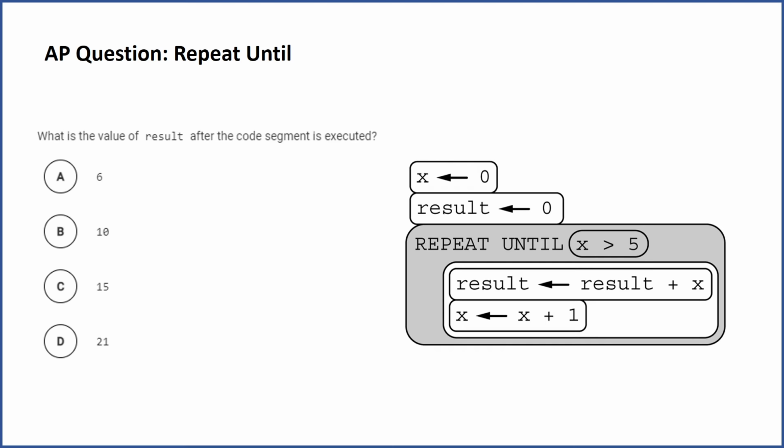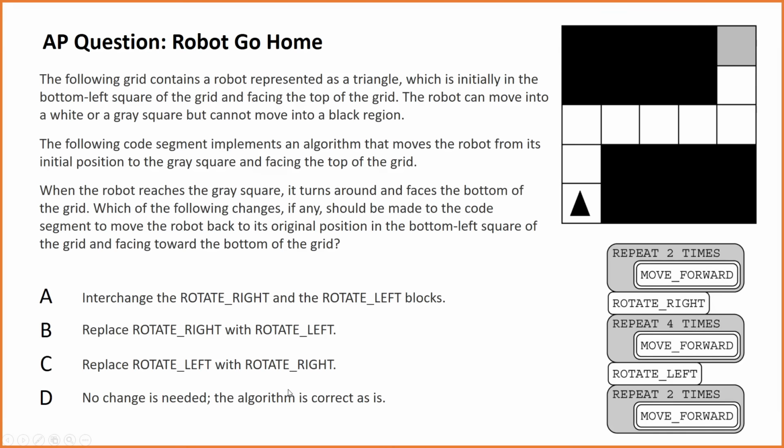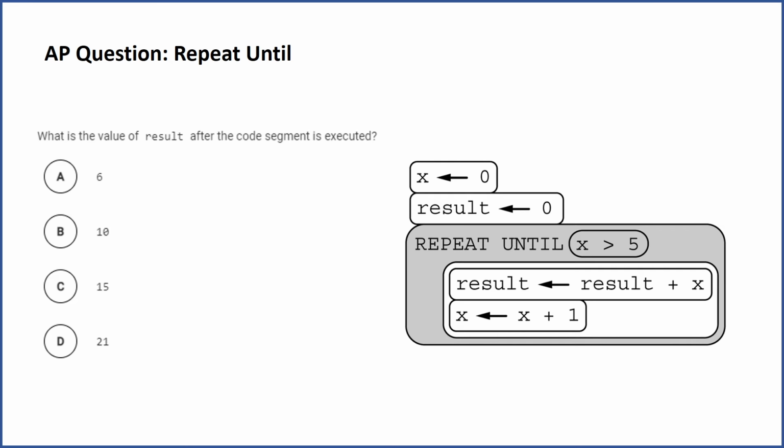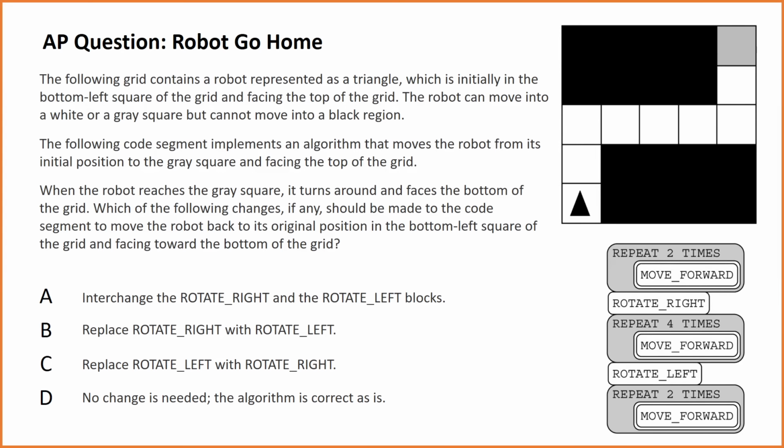Okay, so that would be, well, I guess, is it 21? So that's that. Next one. Oh, what did I say? 21. That's 15. Sorry, 1 plus 2 plus 3 plus 4 plus 5 is 15. Okay, so this is a robot question.